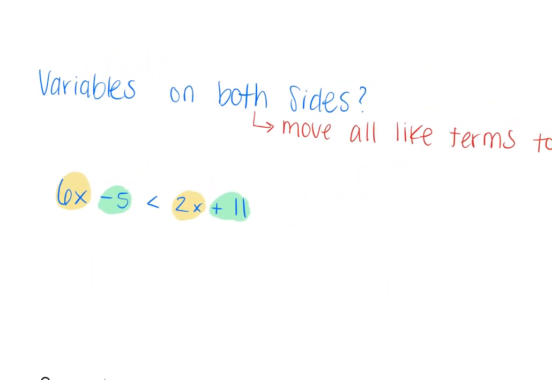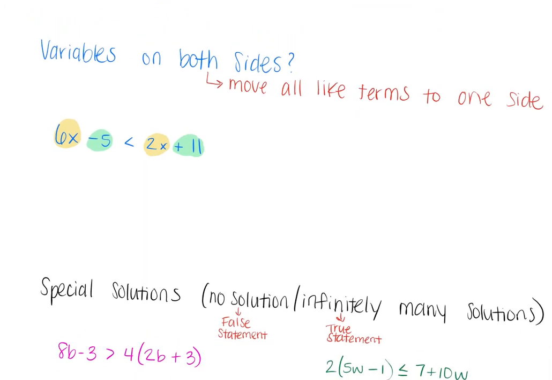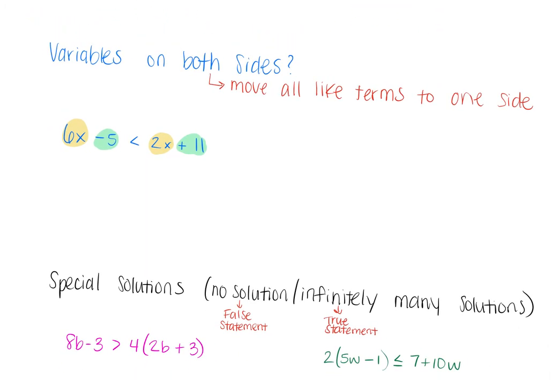Now we are on variables on both sides. Move all like terms to one side. Copy that down. And this will be our last thing that we're learning today. We're not done with this lesson.